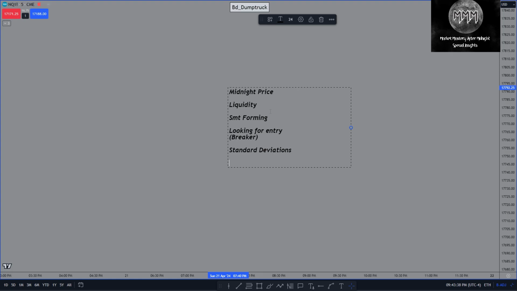So when standard deviations are lining up with your targets, whether that be midnight price, a fair value gap, or another liquidity pool, when the 2 to 2.5 and 3.5 to 4 are lining up with your targets, it adds lots of confidence and confluence to the trade. It is way more high probability when standard deviations are aligning, because I'm telling you, every single day the market is moving 2 to 2.5 or 3.5 to 4 standard deviations from an institutional swing point.